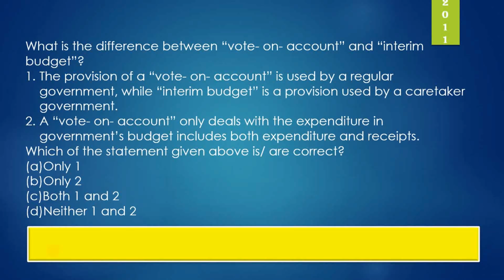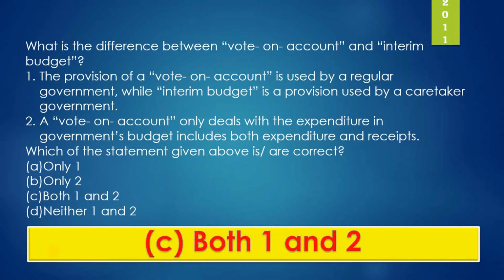Okay, so statement 1 says the provision of a vote on account is issued by a regular government, while interim budget is a provision used by a caretaker government. And the second statement says a vote on account only deals with the expenditure in the government budget, while interim budget includes both expenditure and receipts. So which of the statements is correct? Only 1, only 2, both 1 and 2, or neither 1 nor 2? Answer is option number C, that is both these statements are absolutely correct in this context.